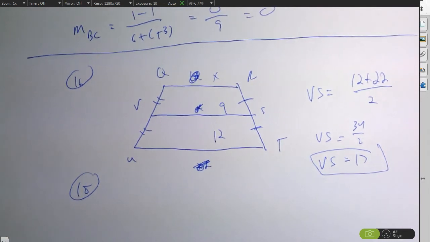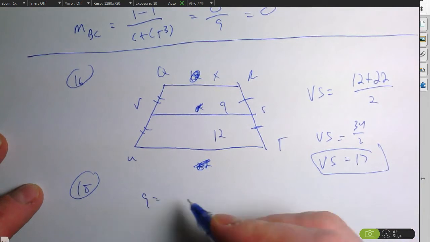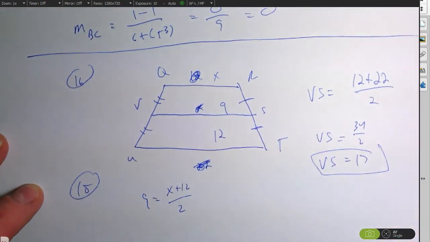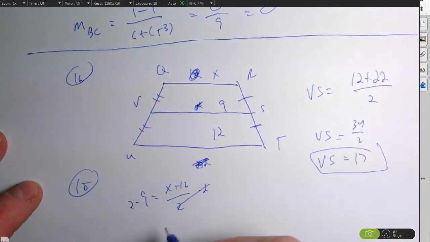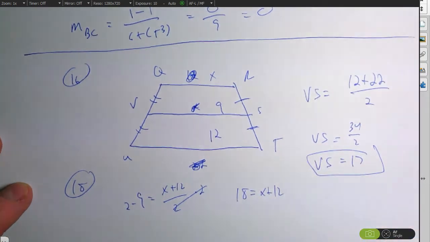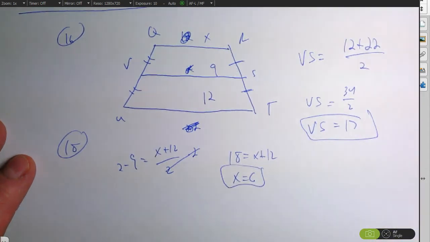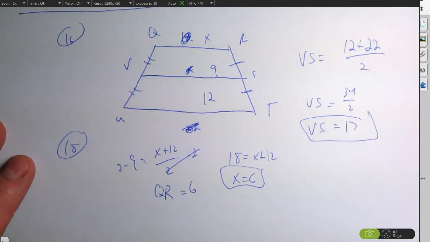So what we're going to do then is we're just going to set it up. Same thing as before. VS is the average of QR and 12. So it's x plus 12 over 2. First thing we'll do is double both sides to get rid of that division of 2 here. That gives us 18 equals x plus 12. Subtract 12. X is 6. So in that case then, QR is 6.